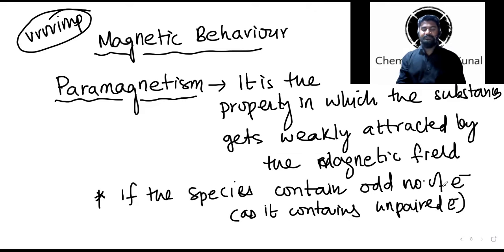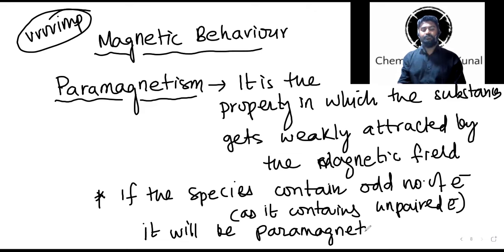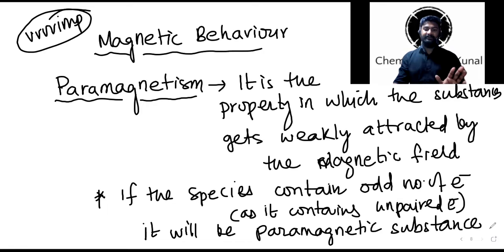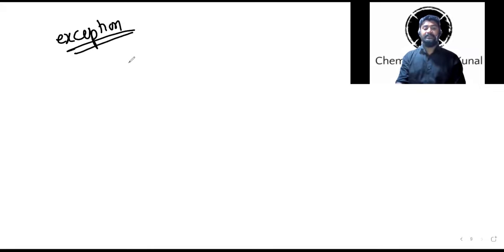If a species contains an odd number of electrons or it contains an unpaired electron, it will be paramagnetic. This is one thing to look out for. Whenever you get a question, just try to count the total number of electrons. If the total number of electrons comes out to be an odd number, then definitely it is going to be paramagnetic. Else, there is an exception that you must know, except 10.